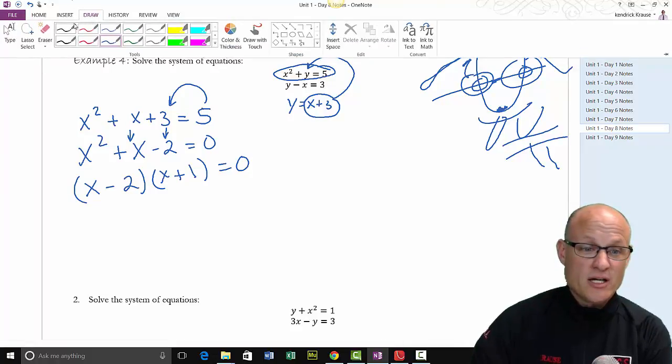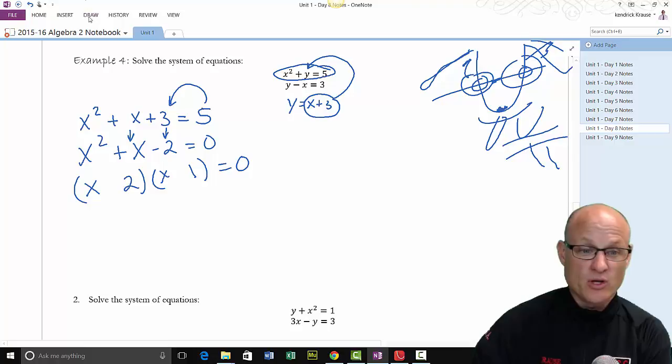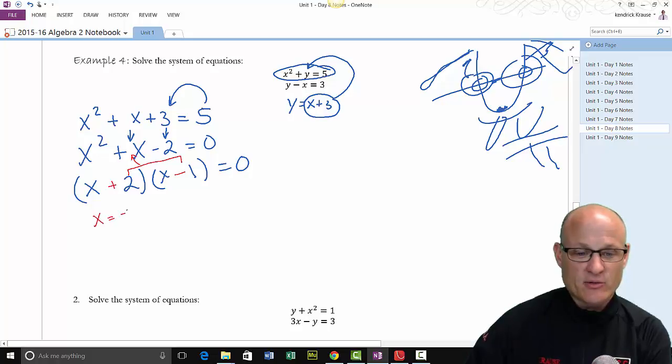Why is that not going to work? Although it has to be 2 and 1, negative 2 times positive 1 adds up to negative 1. I need this to be positive and this to be negative, because now when I add these two numbers up, I get positive 1. So my two x answers are x equals negative 2 and x equals positive 1.